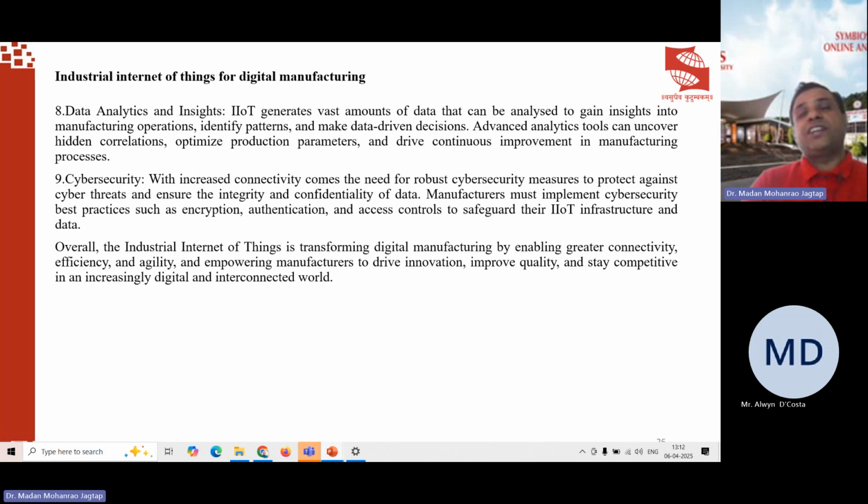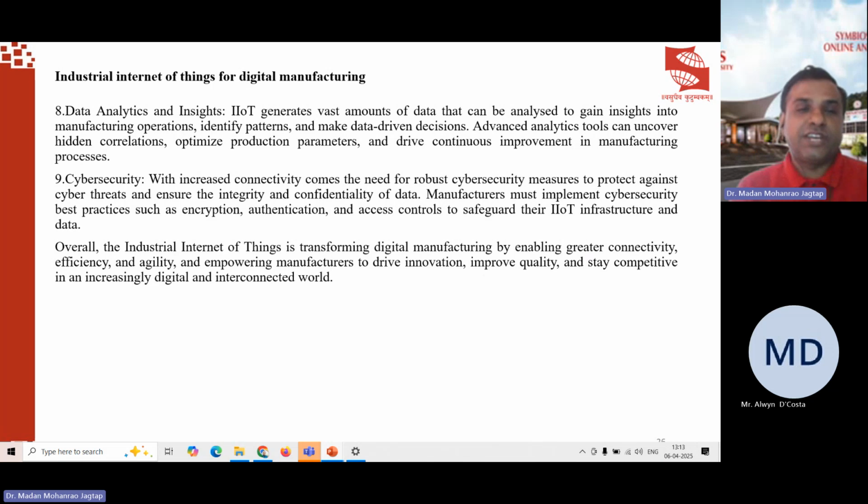So we can use the advanced analytics tools to uncover hidden correlations. So what is the relationship between two subsequent operations? How is the first operation affecting the second operation? That can be observed with advanced analytics. So we can optimize the production parameters, and we can drive continuous improvement in manufacturing processes. That can be done with the help of industrial Internet of Things.